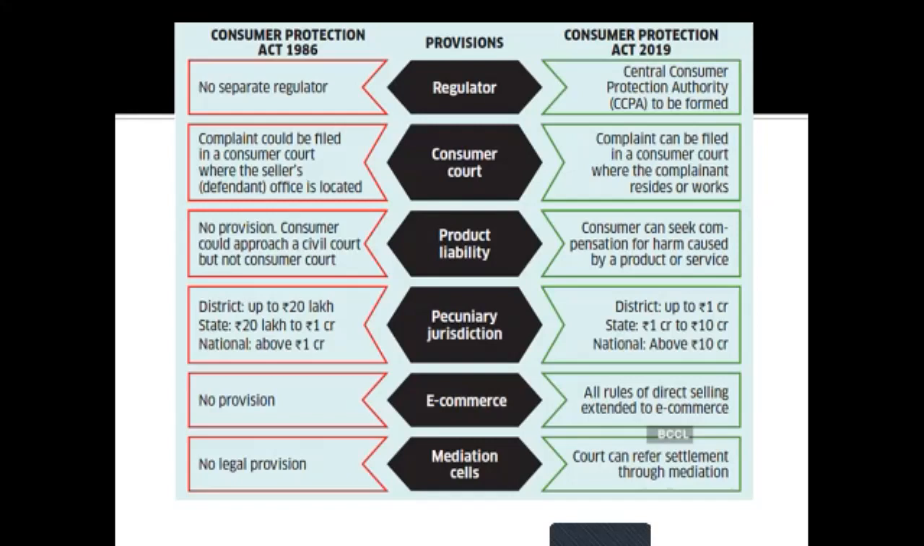E-commerce, again, there was no provision in the original 1986 Consumer Protection Act, whereas in the amendment of 2019, all rules of direct selling are extended to e-commerce. Then mediation cells: again, there were no legal provisions in the original 1986 Consumer Protection Act, but in the 2019 amendment, the court can refer settlement through mediation. So that's all about the Consumer Protection Act.